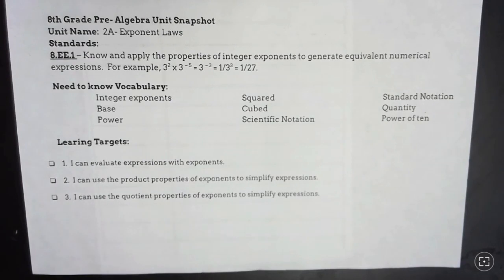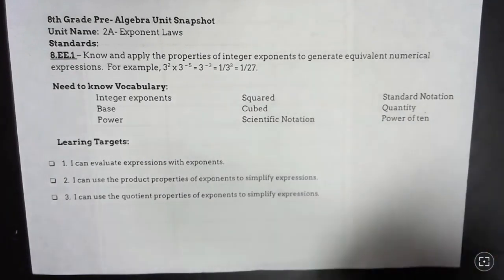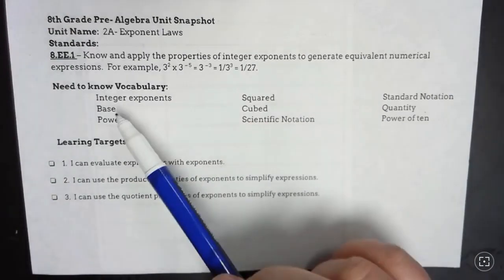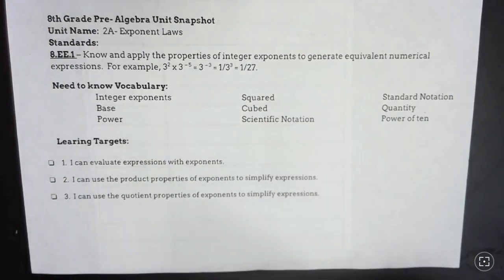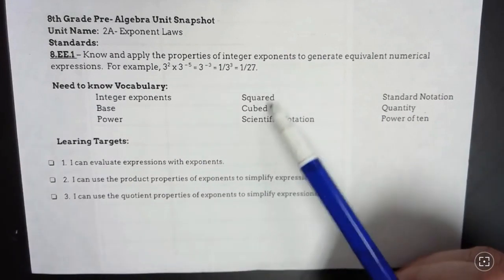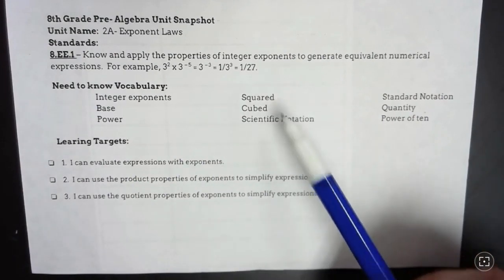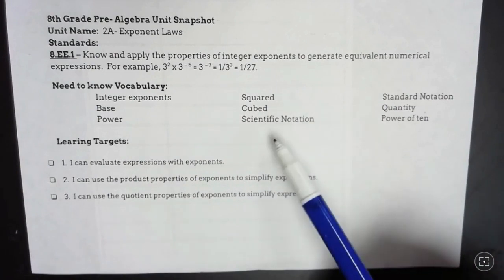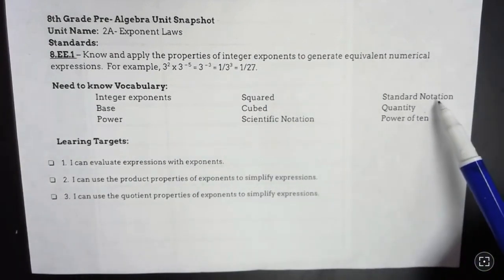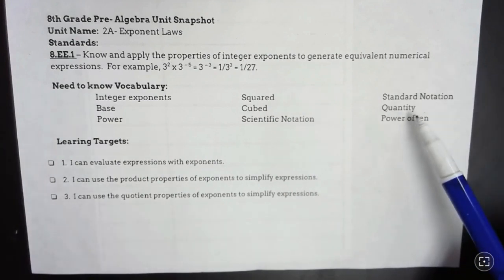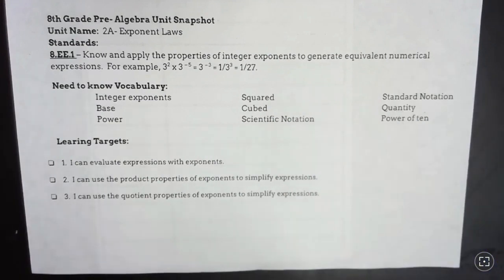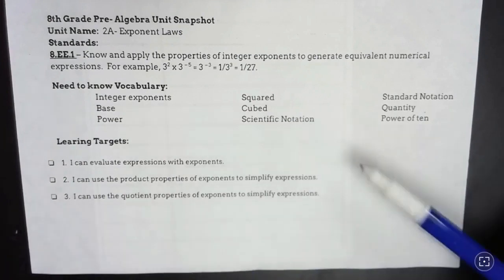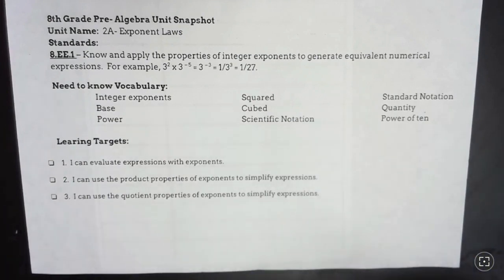Some good need-to-know vocabulary we are going to hit on today, just really quickly. Integer exponents, the word base and power are both important. These words you should know already: squared and cubed. Scientific notation is one we'll get to when we talk about the second part of our unit. Standard notation is just normal numerical numbers. Quantity is the number, and power of 10. These are things that we're going to be working on over this next week and into the next week after.